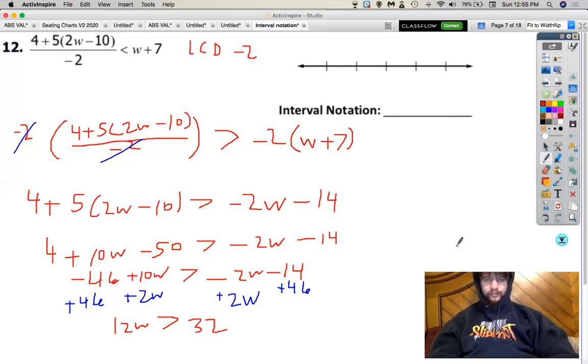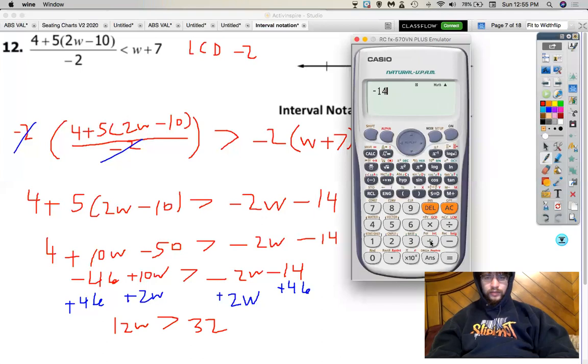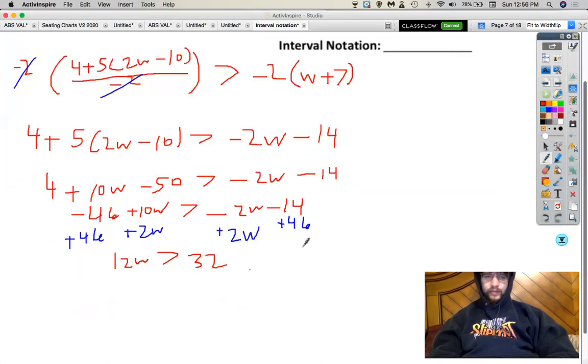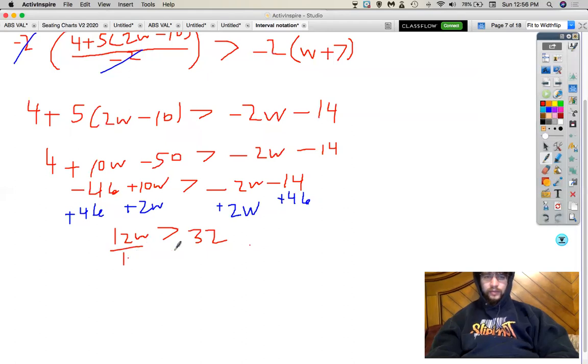Another fraction. Or it's possible I messed up somewhere. -14 plus 46, 32, yep. Divided by 12, that's going to be not fun, 8/3. Yeah, that's not too terrible. So divide by 12, and as you saw, I just used my calculator and I got 8/3. So it says w is greater than 8/3.